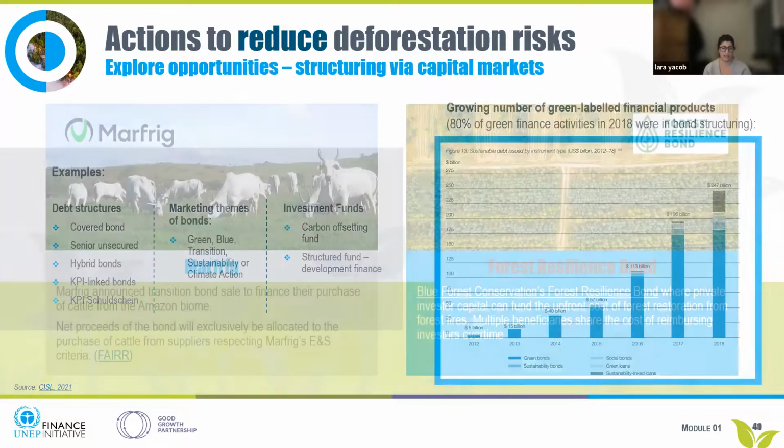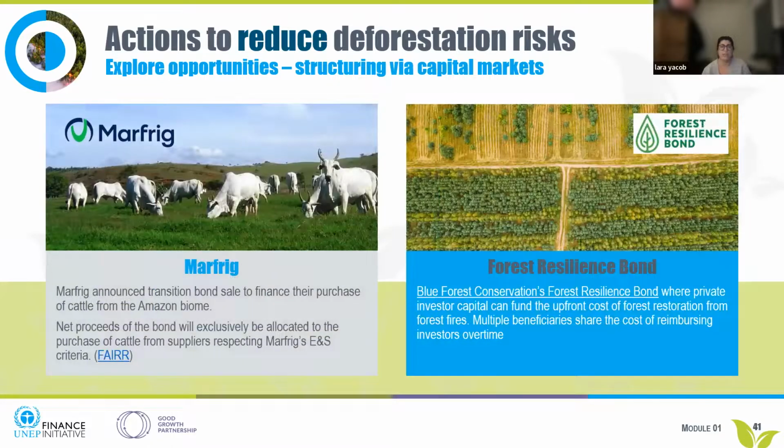Next slide, please. Yeah, and here we've got a specific example around structuring deals via capital markets. One of the examples is from the Brazilian beef company, Marfrig. They announced a 500 million transition bond sale to finance a purchase of a cattle farm from the Amazon biome. So the deal was apparently 3 times oversubscribed by a diverse group of global investors.